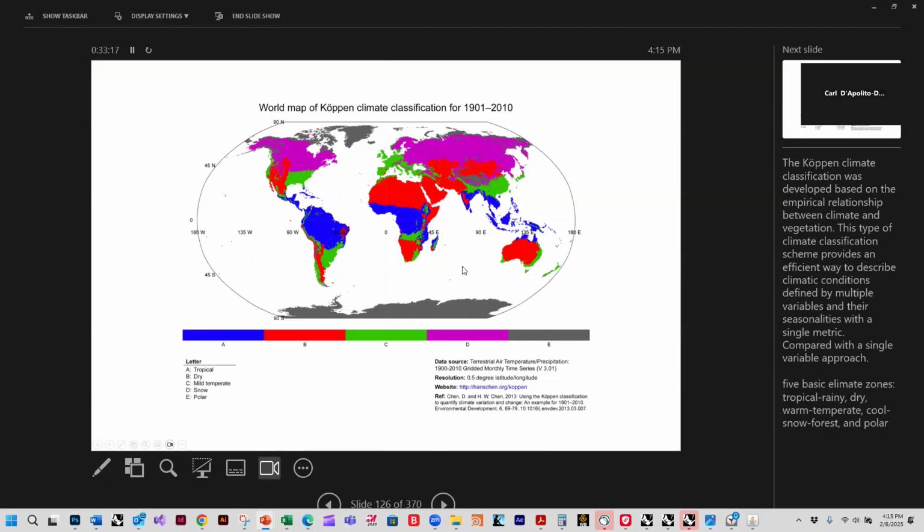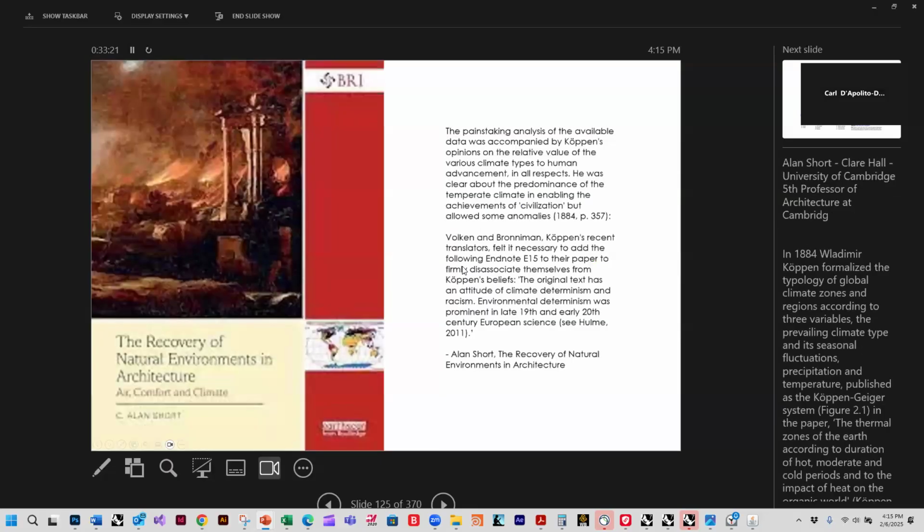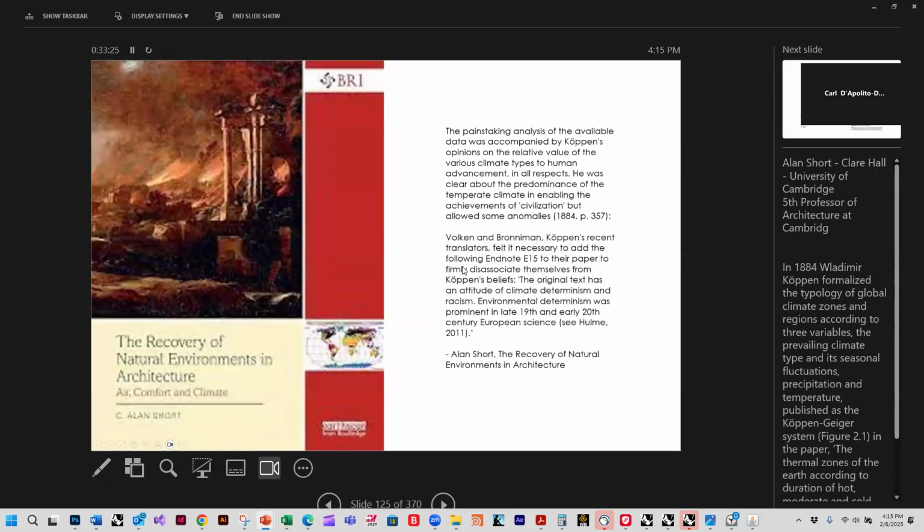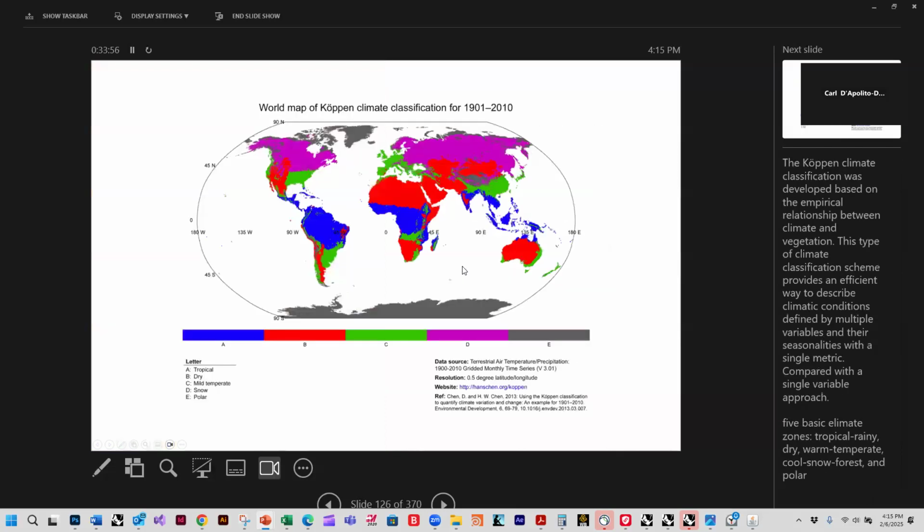temperate zone is the area where productive things can happen, and the people that actually, this is so interesting. He says Vulcan and Brannaman, Köppen's recent translators, felt it necessary to add the following endnote to their paper, firmly disassociating themselves from Köppen's belief. The original text has an attitude of climate determinism and racism. Environmental determinism was prominent in the late 19th and early 20th century European science. So there's an idea somehow that if we could spread the European climate around the world, we could industrialize the world. There's something like that lurking behind things.